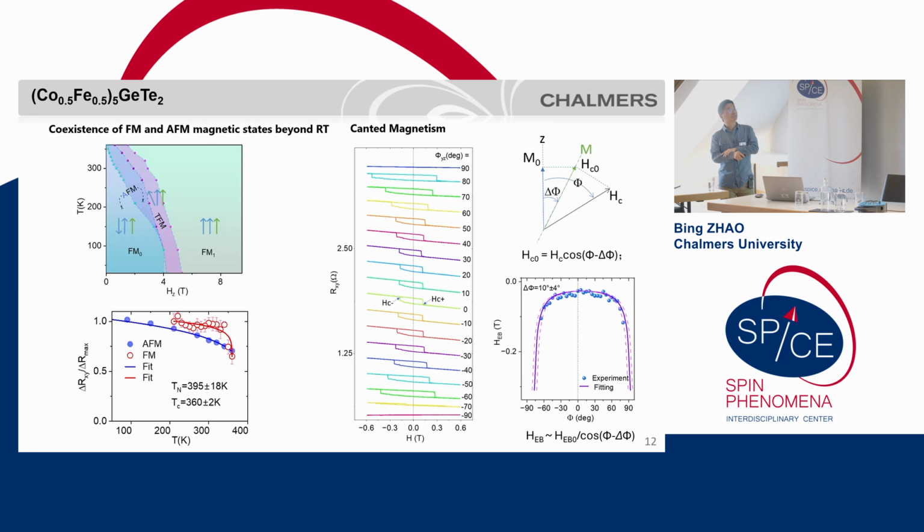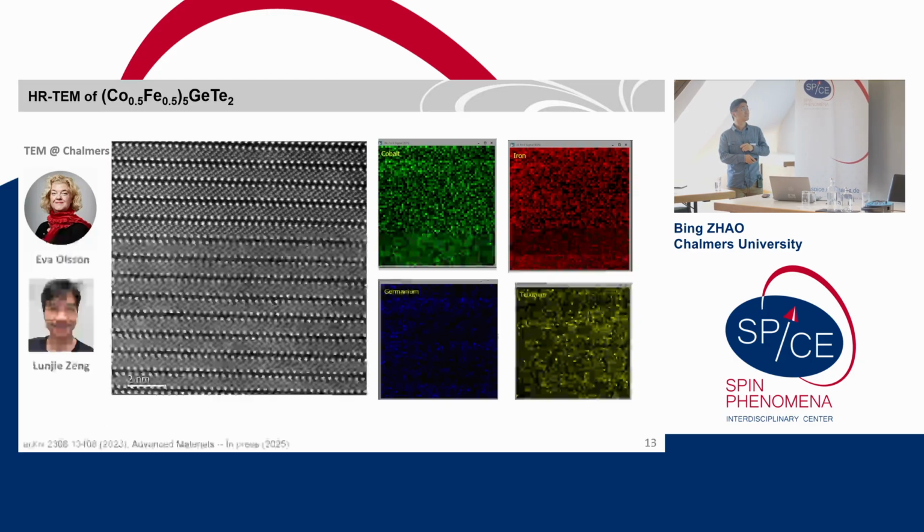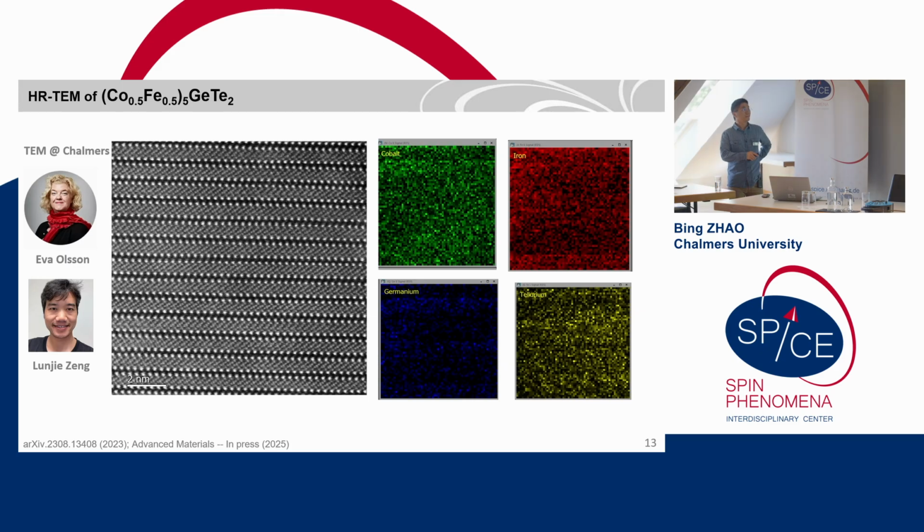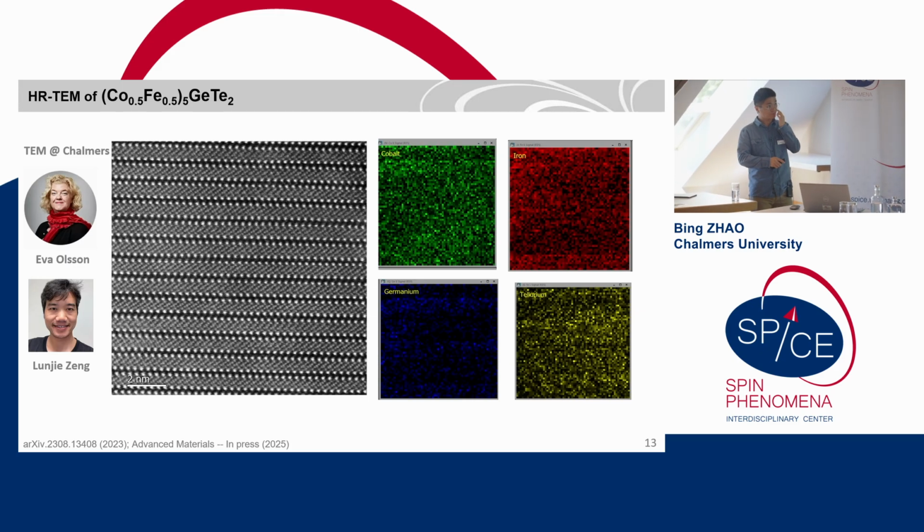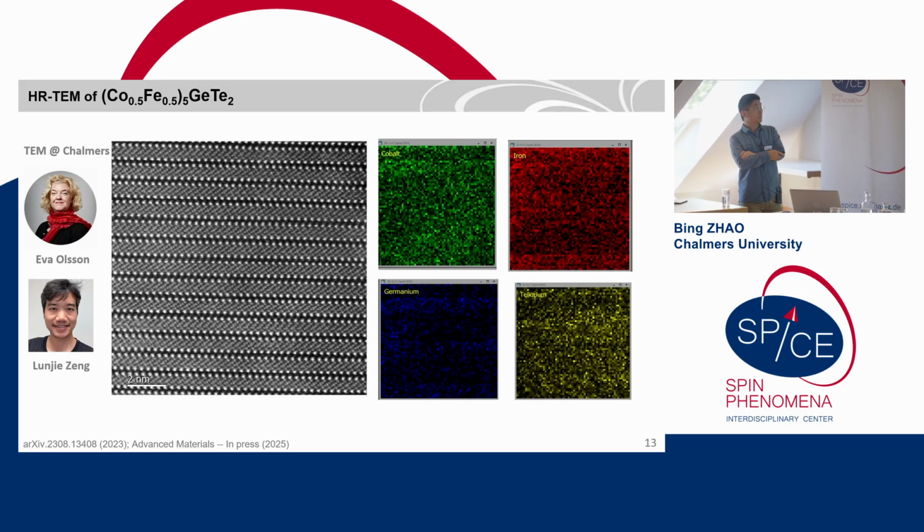So with a very simple model, this is the easy axis here. According to the relation between the exchange bias and the field, we can extract the canting angle, around 10 degrees of canting away from the out-of-plane direction. Then we try to understand this material, why there are two different kinds of magnetization happening here.